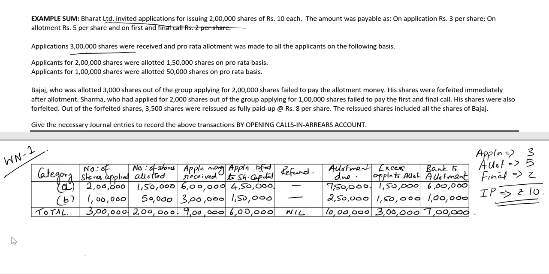We'll move on to working note 2, which is details with respect to Bajaj's 3,000 shares allotted.